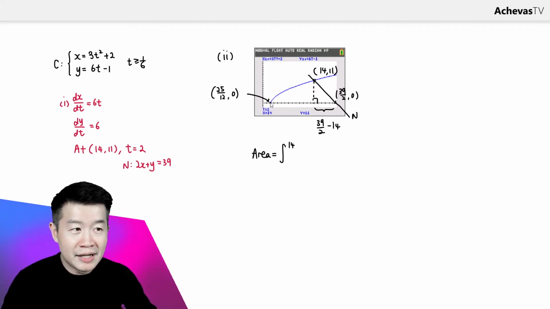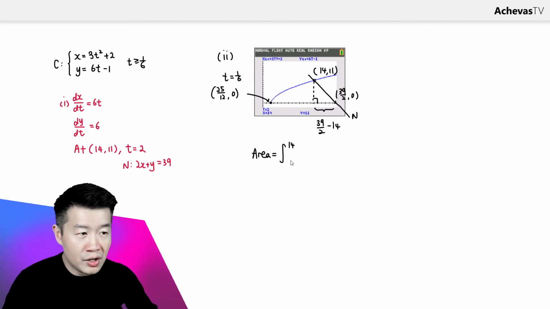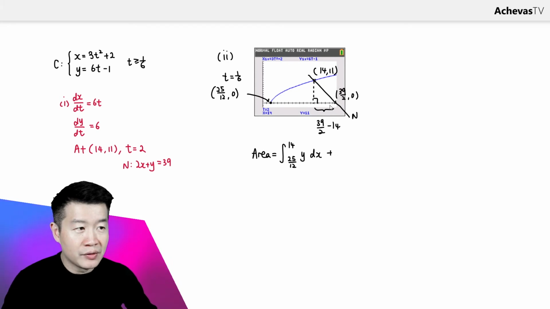So we know that this point here, which is in contact with the x-axis, is when t is equal to 1 over 6 and the coordinate is 25 over 12. You can also substitute 1 over 6 into here, and you realize that y is equal to 0. So substituting 1 over 6 into here, you should get 25 over 12. So we are going to be integrating from the x coordinate of this point, which is 25 over 12, all the way until the x coordinate of this point, which is 14. And we're going to be integrating the curve, so y dx, plus the area of this triangle.